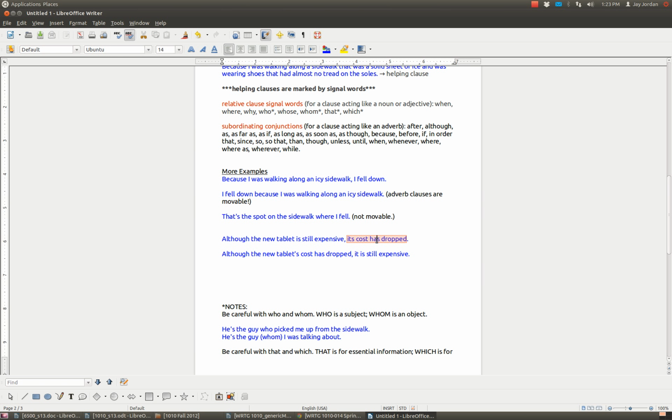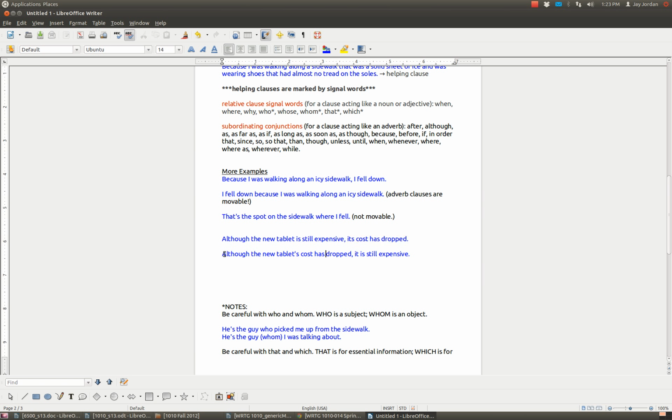You know this is the main clause. This is a quick and easy test. If you cover up with your hand, just put your hand on the other side of the sentence before the comma, and you just read this part of the sentence, it reads like a complete sentence, doesn't it? So that's the main clause. If you were to put your hand over the last part of the sentence and just read the first part, although the new tablet is still expensive, that doesn't seem like a complete sentence. So that's the dependent clause or the helping clause.